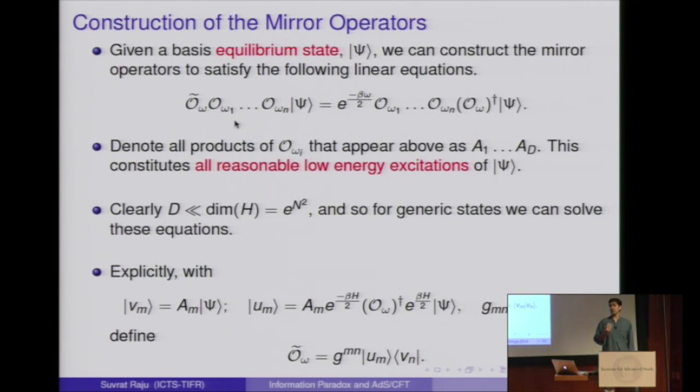Okay? The dimension of the Hilbert space is e to the N squared, but if you're doing reasonable experiments, low energy experiments, you can't do e to the N squared different experiments. You can't have e to the N squared different reasonable operators to excite the microstate with. And so for all except for a measure 0 set of these states, we can actually solve these equations, and there is an explicit solution for these equations, and that allows us to construct these mirror operators that satisfy the properties that I said they had to satisfy in order to construct a local field behind the black hole horizon. So that's the essence of our construction.